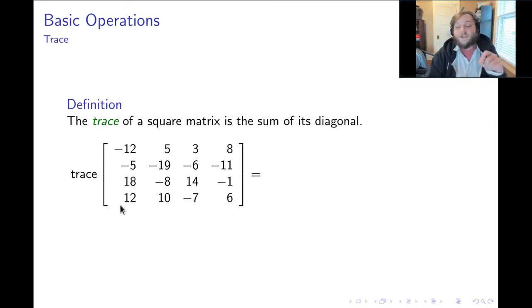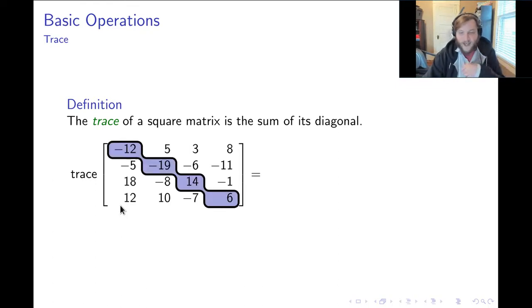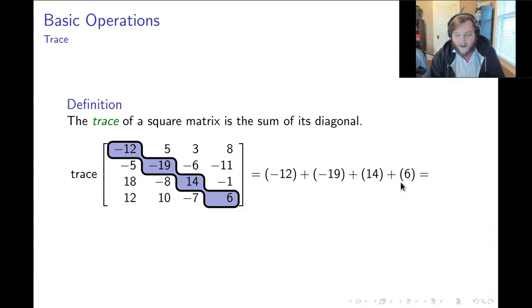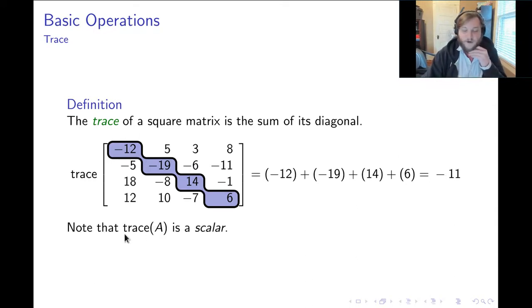So what is the trace of this matrix? The trace of this matrix is obtained by looking at the diagonal and just adding everything together. So the numbers on the diagonal here are -12, -19, 14, and 6. When we add all those numbers together, we happen to get the number -11. That is called the trace of this matrix. And one thing to note is that when we take the trace of a matrix, we produce a scalar, not a matrix and not a vector. So the trace of a matrix is some sort of scalar.